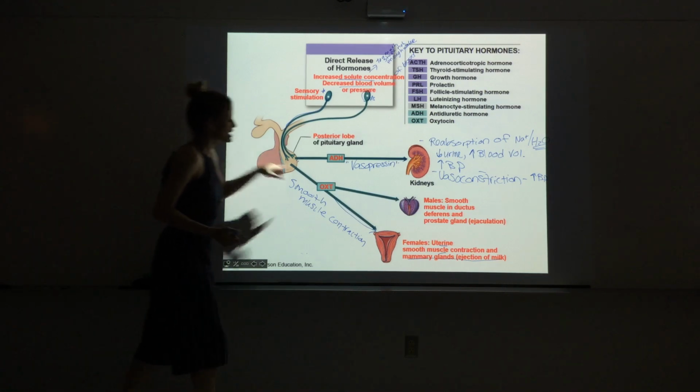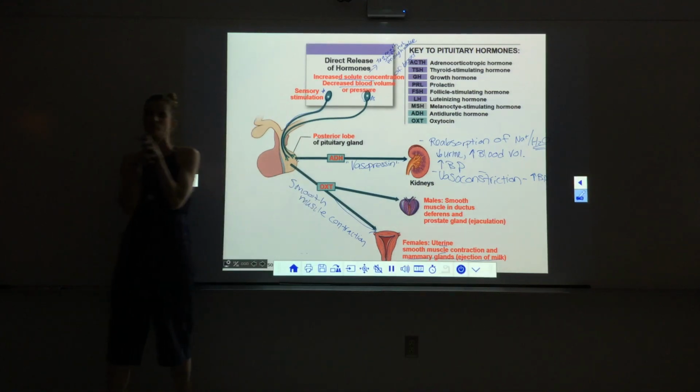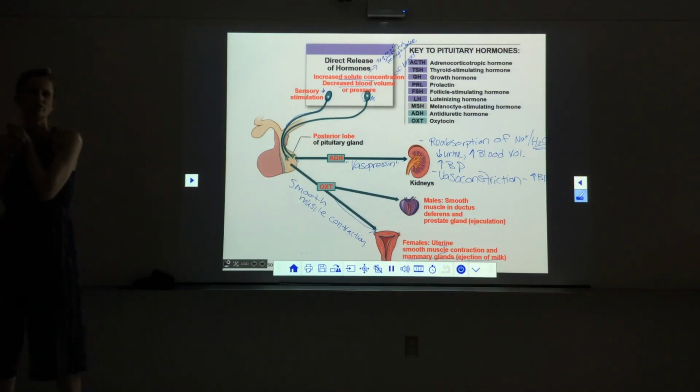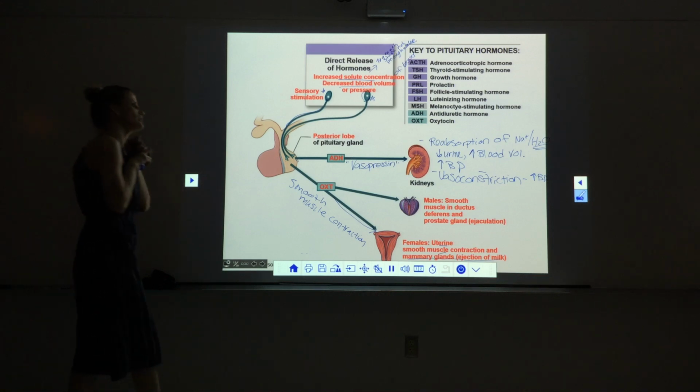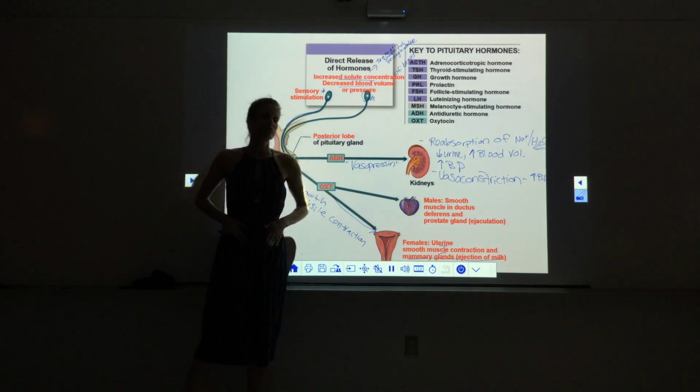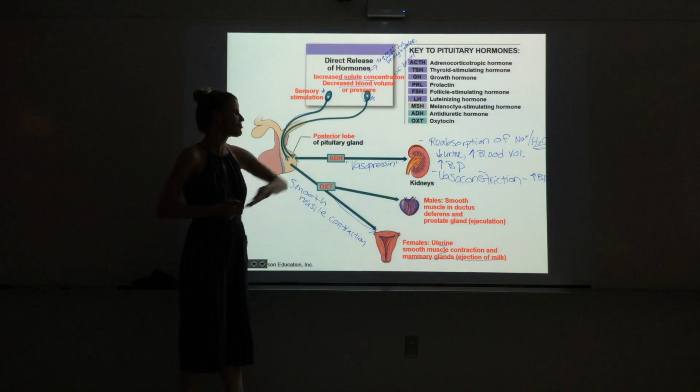So in females, oxytocin causes the ejection of milk. What hormone causes the production of milk? Prolactin, good. And oxytocin causes smooth muscle contraction in the uterus during childbirth.